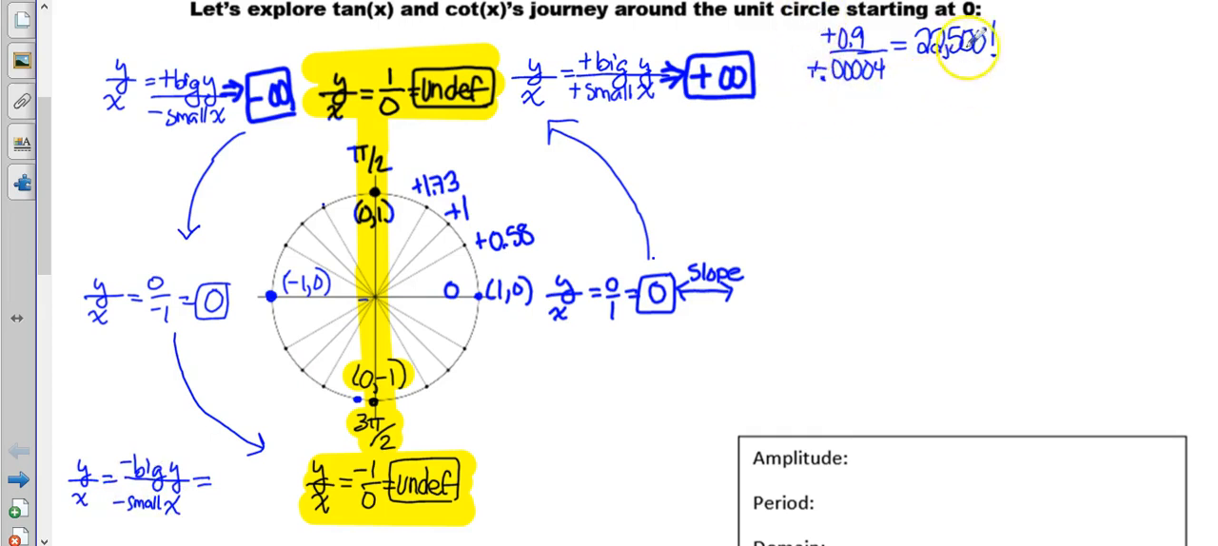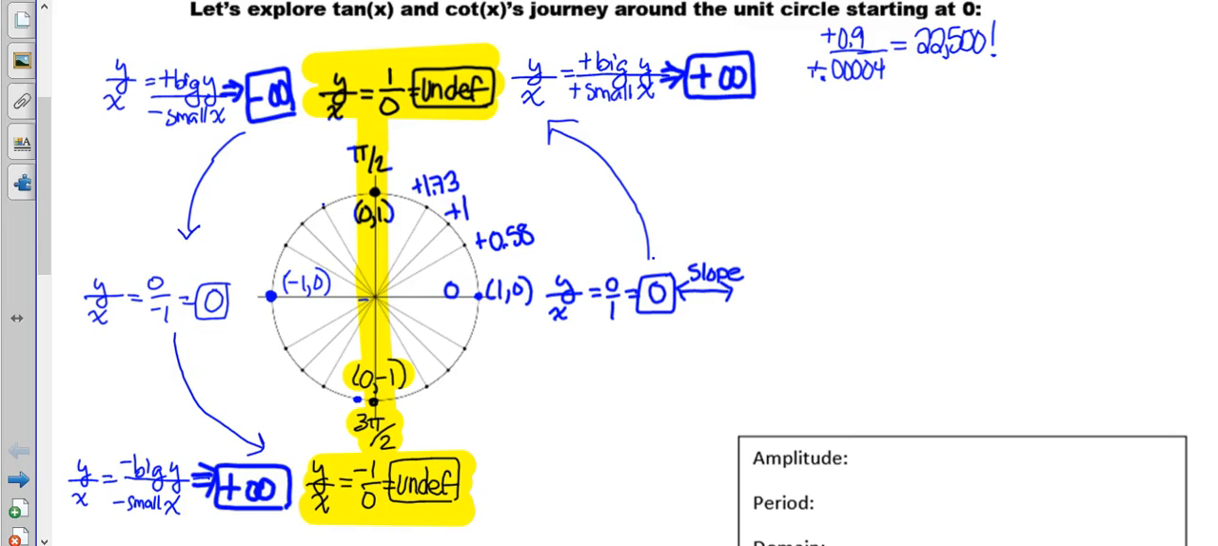Well, reasoning on our case that we worked out up here, negative divided by negative is a positive, and that's going to be a huge number. So how do we say getting infinitely big as you approach that undefined value? Positive infinity. We are now passing across our undefined value at 3 pi over 2.